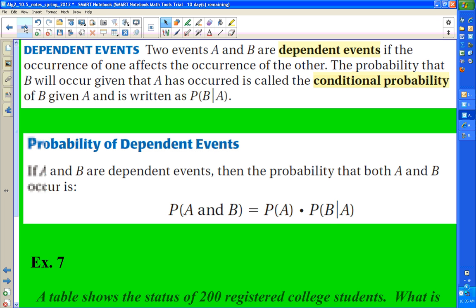Okay? So when we do probability of dependent events is where the second event's outcome depends upon the first event's outcome. That's called conditional probability or dependent probability. It's typically written like this with the vertical slash between the B and the A. And it usually means the probability of B given that A has occurred. So when you want to find the probability of A and B occurring, A being first, you find the probability of A occurring, then you find the probability of B occurring given that A has already happened.